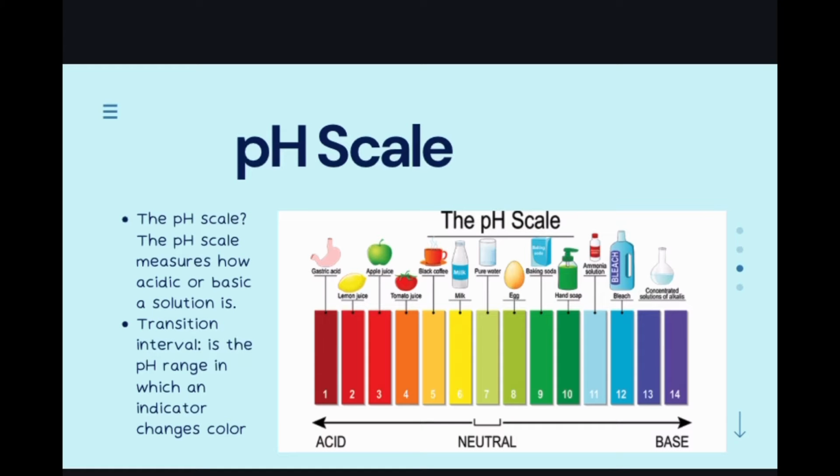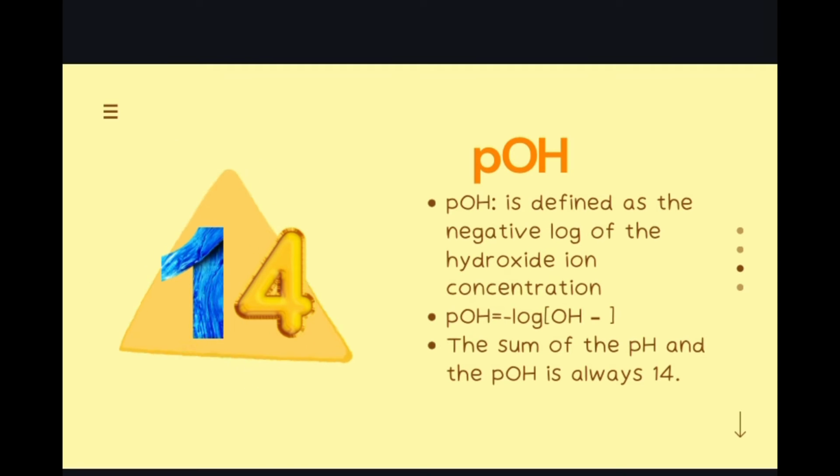The pH scale measures how acidic or basic a solution is. And then we have the transition interval, which is the range in which an indicator changes color. pOH is defined as the negative log of the hydroxide ion concentration, and this is the formula for it. And the sum of the pH and the pOH is always 14. In any case, when they're added together, it is going to be 14.